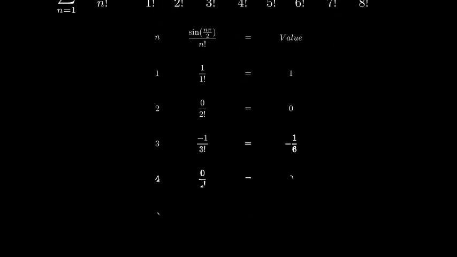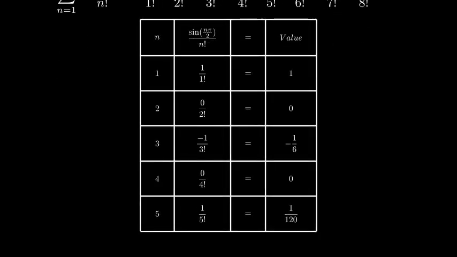The first few terms are 1 over 1 factorial, which is 1. 0 over 2 factorial, which is 0. Negative 1 over 3 factorial, which is negative 1/6. 0 over 4 factorial, which is 0. 1 over 5 factorial, which is 1 over 120.